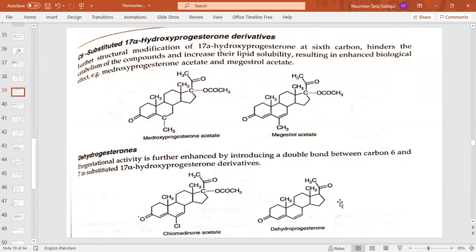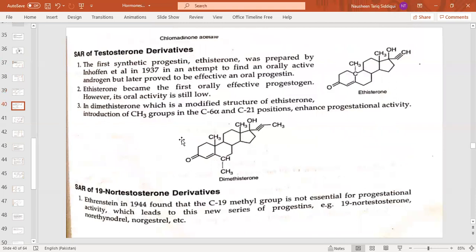While when dehydrogenation was done, dydrogesterone, progestational activity is further enhanced by introducing a double bond between carbon 6 and 7 in the substituted 17 alpha hydroxyprogesterone derivative. When the double bond was introduced between carbon 6 and 7, its further activity increased, the progestational activity was enhanced. Now a little SAR of testosterone derivatives.